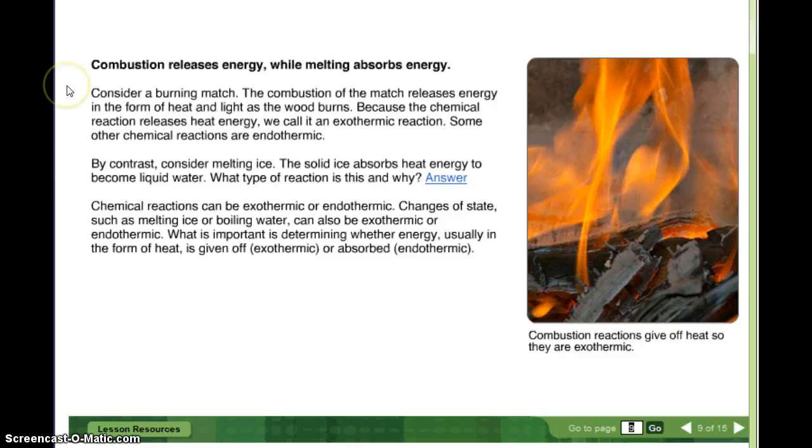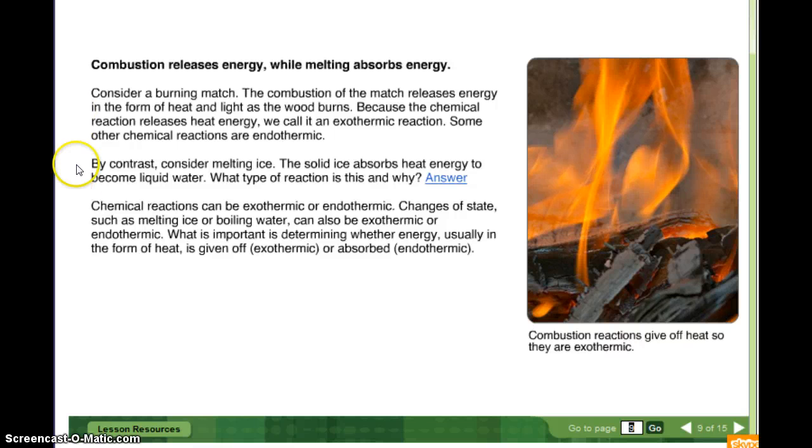Next we have combustion. Combustion releases energy, while melting absorbs energy. Consider a burning match. The combustion of the match releases energy in the form of heat and light as the wood burns. Because the chemical reaction releases heat energy, we call it an exothermic reaction. Some other chemical reactions are endothermic.